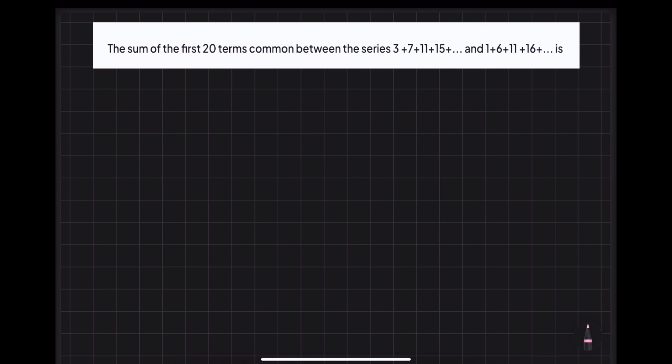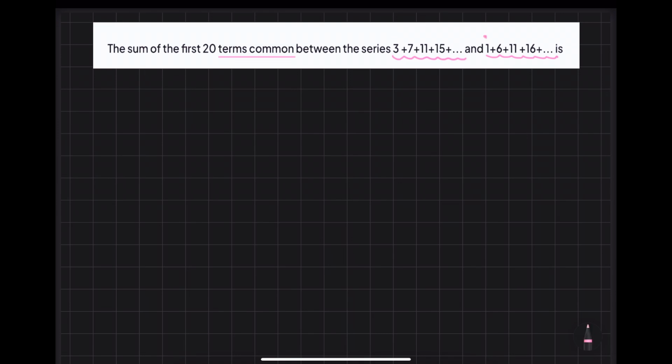So, we got a wholesome new problem which says: find the sum of the first 20 terms common between the series this and this. So you have to find out the sum of the first 20 common terms. Okay. So, look at this first series: 3, 7, 11, 15. This means they are in AP.